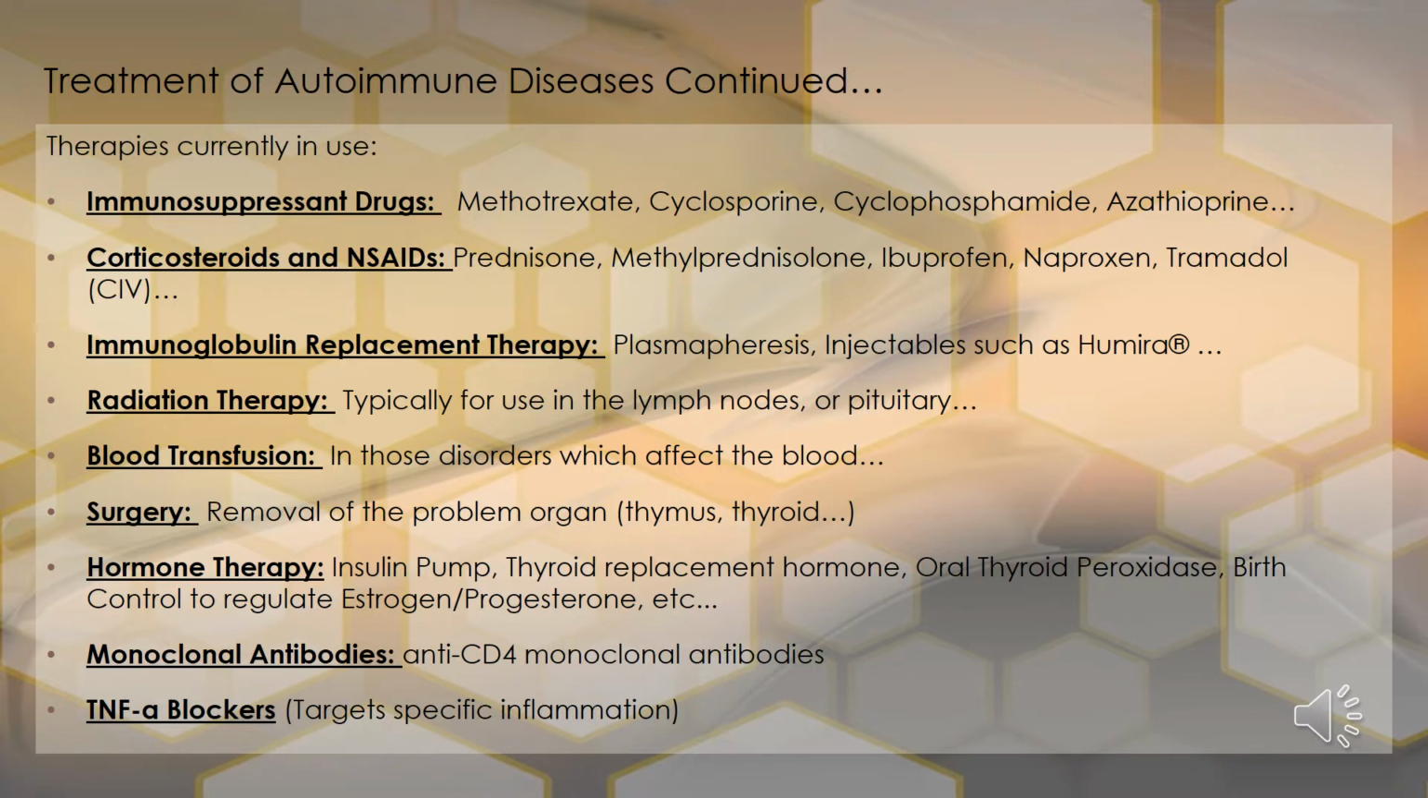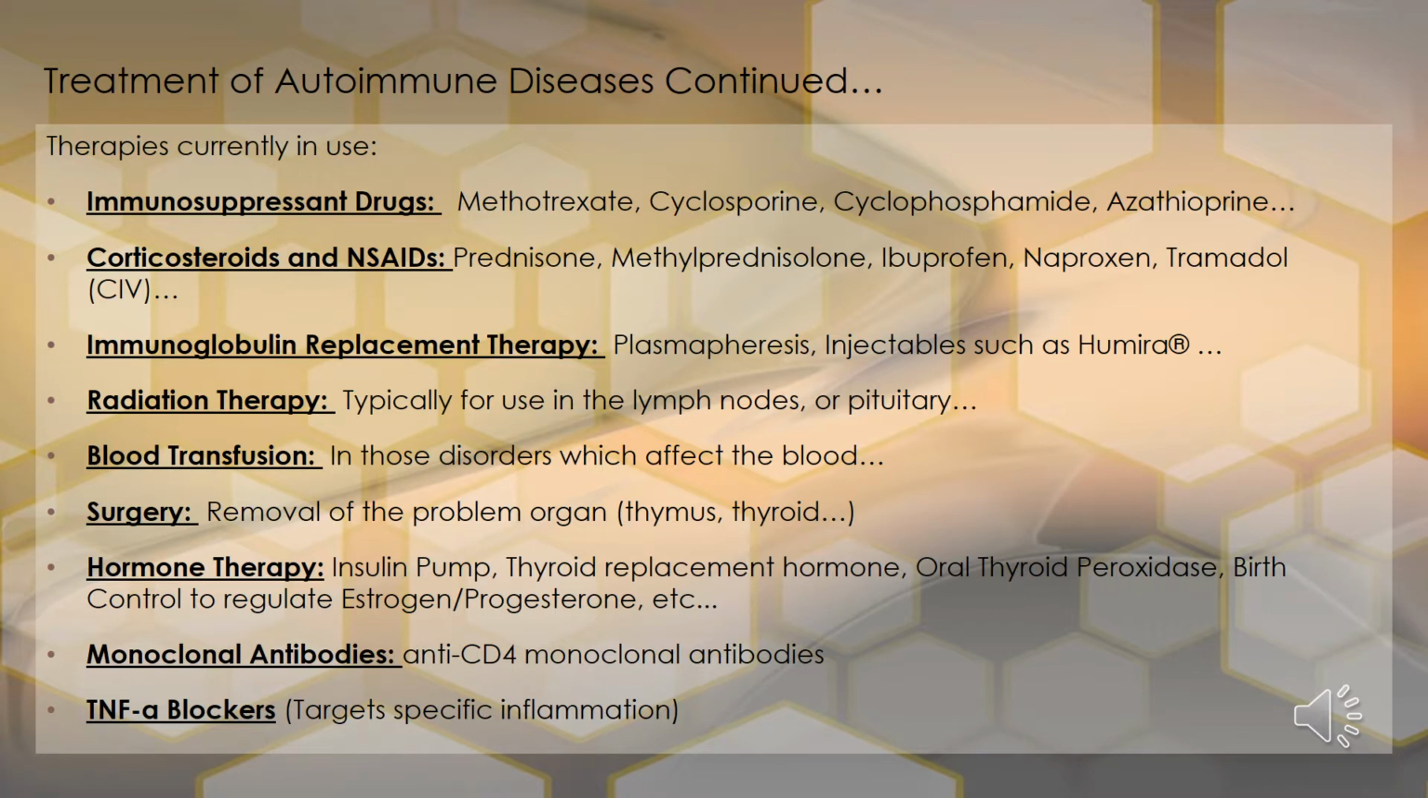Radiation therapy has been used. That's typically for chronically inflamed lymph nodes or issues with the pituitary. It's kind of a last ditch effort once we exhaust oral and injectables, but it's there. Again, people that have autoimmune blood disorders have blood transfusion as an option to them. Surgery is also an option. You can go as far as removing the problem organs such as the thymus or the thyroid.